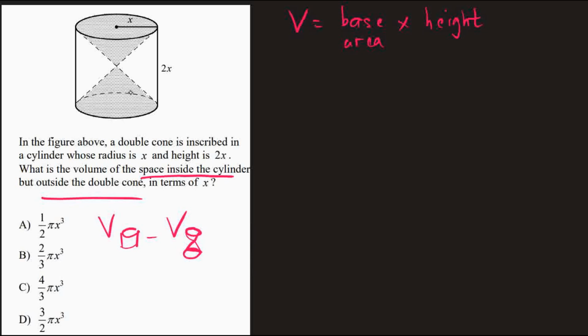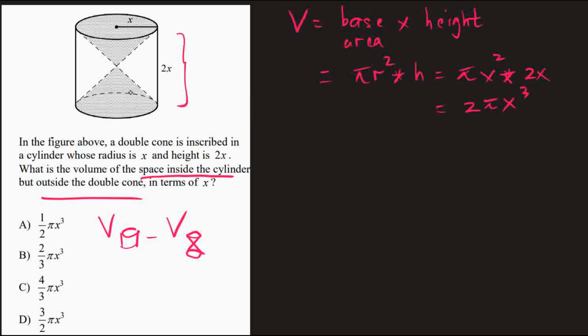So first of all we have to count the volume of the cylinder, which is base area times height. Now the base is a circle, so it's pi r squared times height, and in this case it's pi, the radius is x here, x squared times the height 2x. So we have 2 pi x cubed.